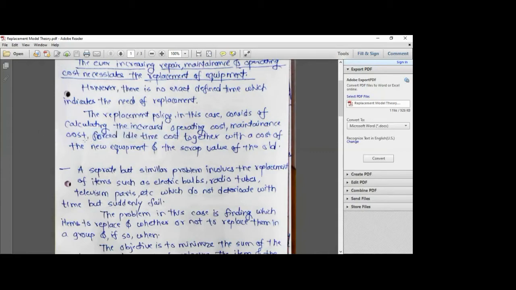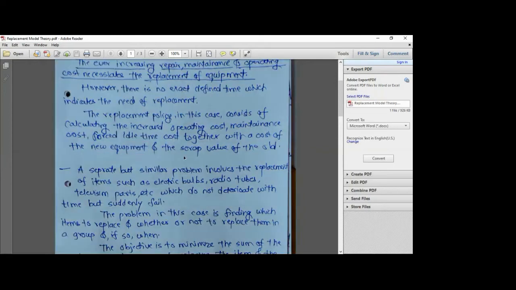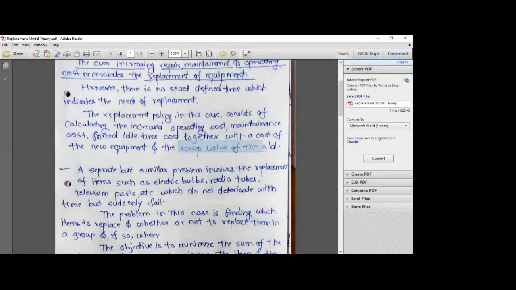We are also going to take into consideration the cost of the new equipment, and the scrap value of the old equipment, right? So all these costs are to be considered, and then we can think of a replacement policy. When thinking of the replacement policy, we will be considering all these different costs, and then we can frame out our replacement policy.